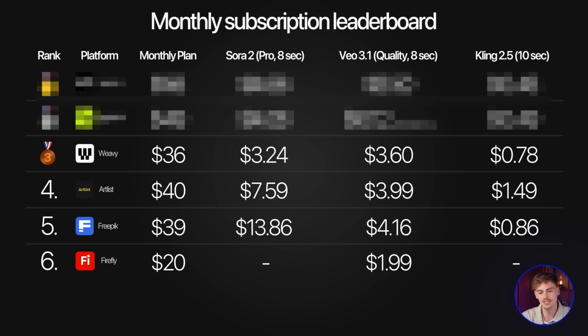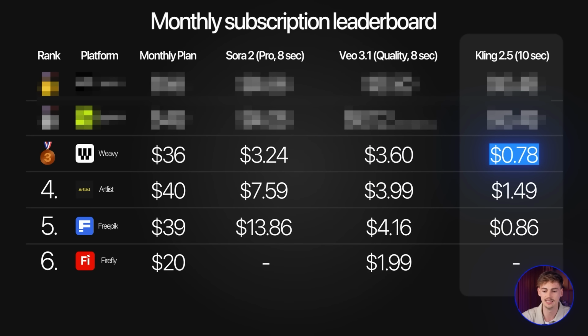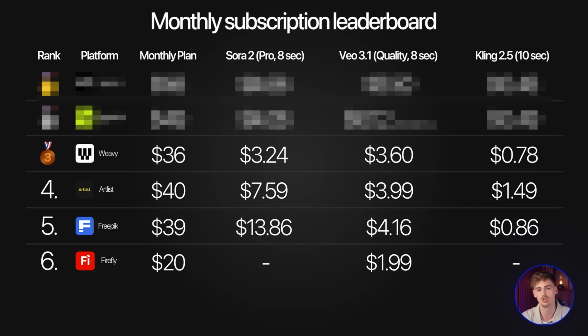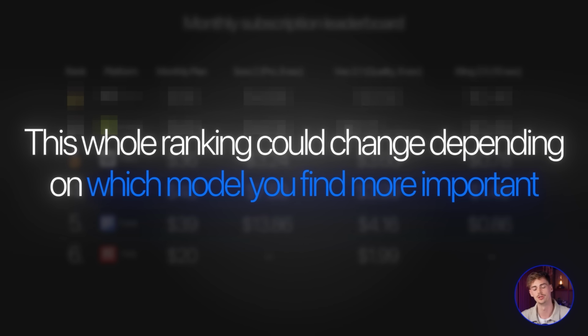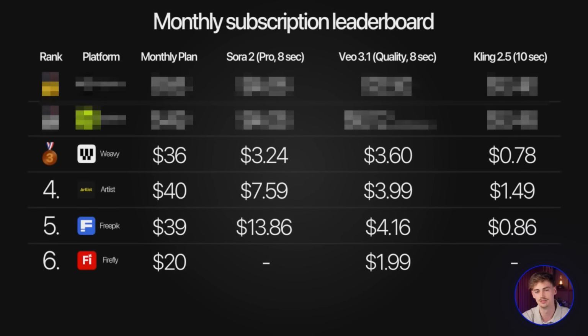We got Weavy at spot number 3, and there's a bit of a side note on this because Sora 2 is really cheap at $3.24. Then VO 3.1 is only $3.60, but Kling is 78 cents, which is the cheapest one so far, but the other ones are way cheaper. So keep in mind, this whole ranking could change depending on which model you find more important. For now, I've put it like this to give you a clear overview.